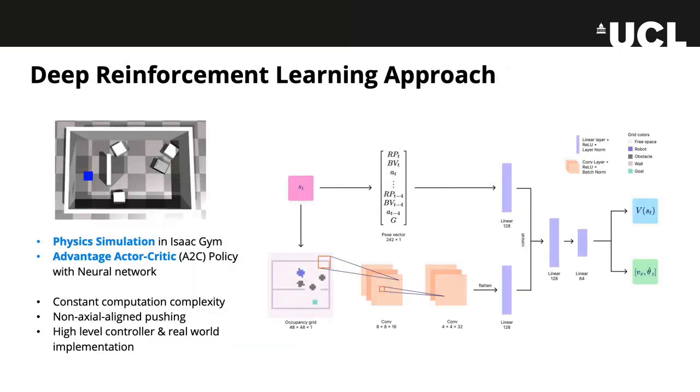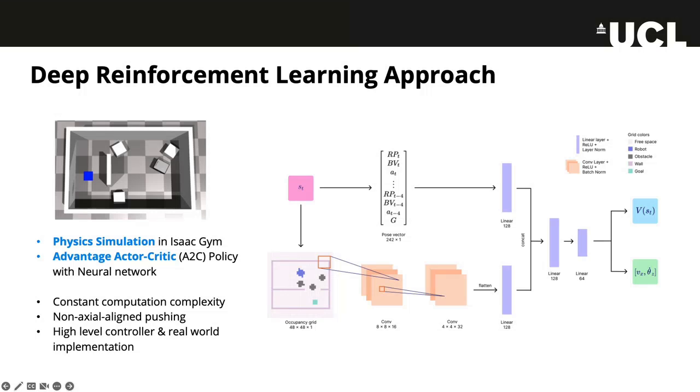We train an Advantage Actor-Critic policy in the NVIDIA Isaac Gym simulator. An example of an environment we're training is shown in the screenshot here, where the robot tries to traverse through the obstacles to the goal position here labeled as blue. A benefit of using neural network is that it achieves constant computational complexity with arbitrary number of obstacles. Our policy also pushes obstacles in non-axial aligned fashions, which is much more realistic.